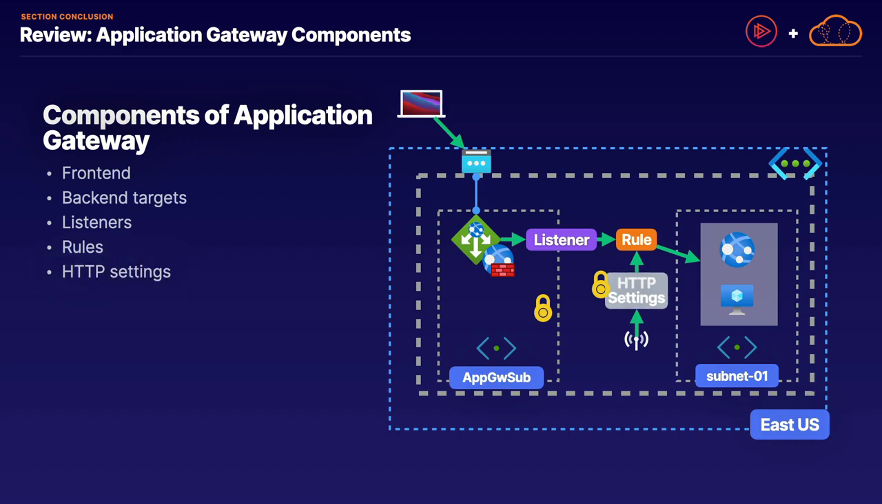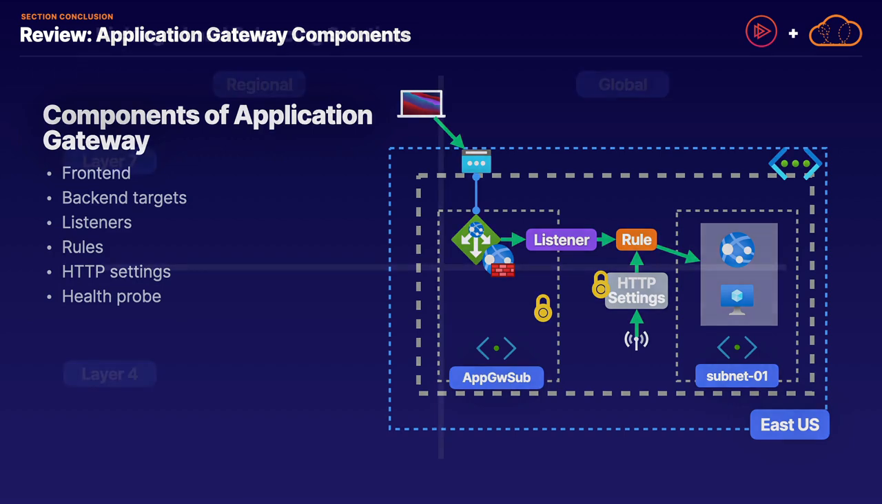The HTTP settings are where we configure more encryption to determine how we will handle encryption between the Application Gateway and those resources in the back end. And when properly configured, we can enable either TLS termination or end-to-end encryption. And then that health probe checks to make sure those resources in the back end are healthy and ready to service our requests. So these are all the components of an Azure Application Gateway.